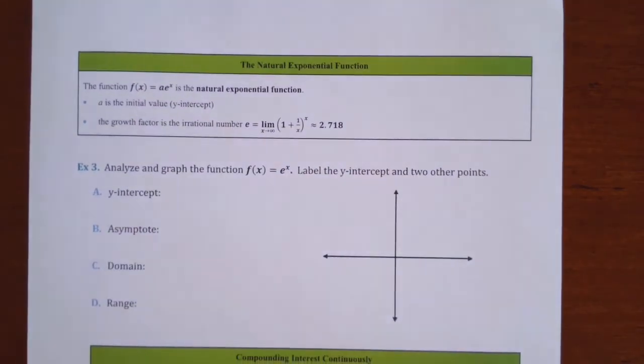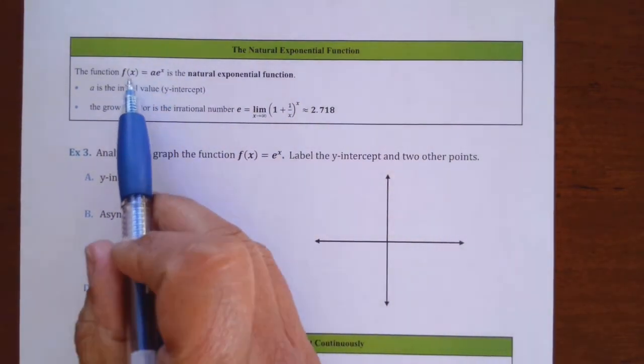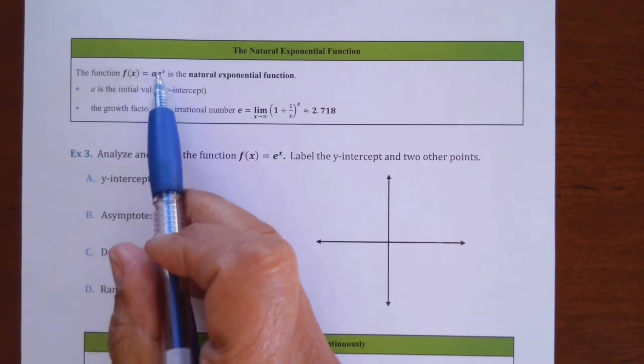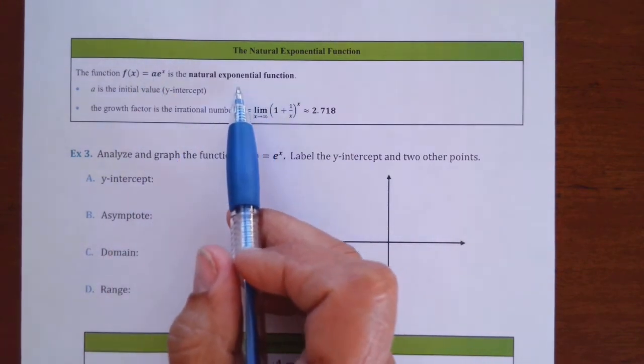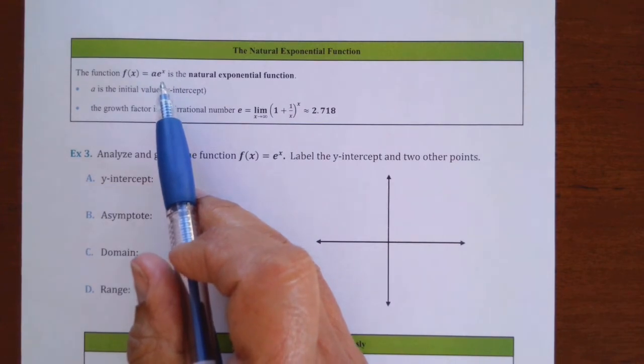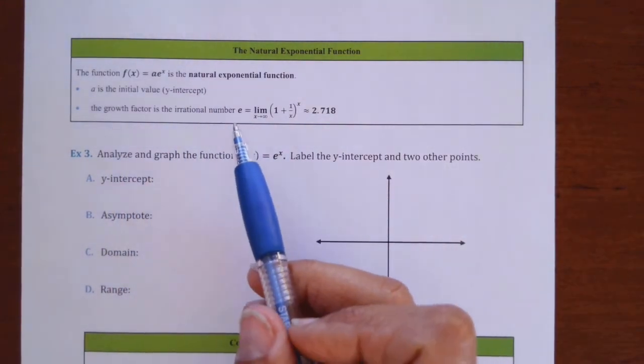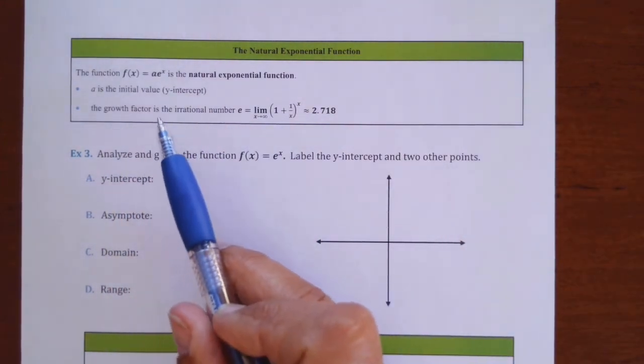Next thing we're going to do is talk about the natural exponential function, which is f of x equals a e to the x. Okay, this is called natural exponential because we're using the value of e. Okay, remember e is a number. It's used a lot in banking because it's a growth factor.